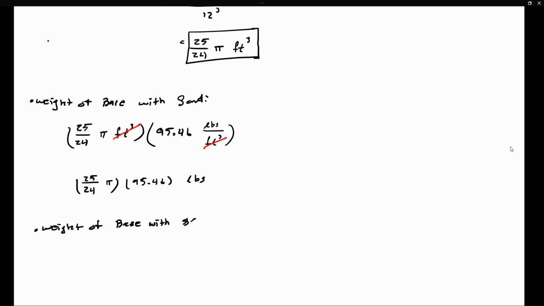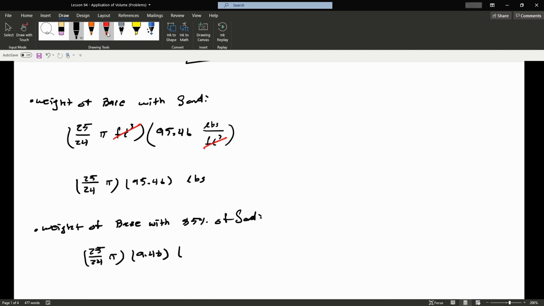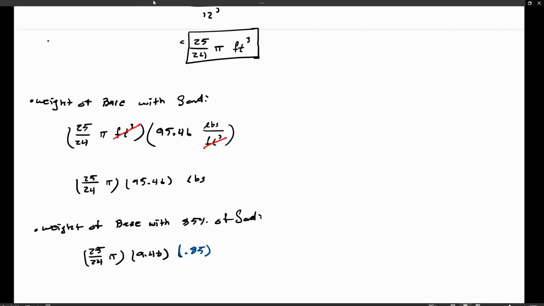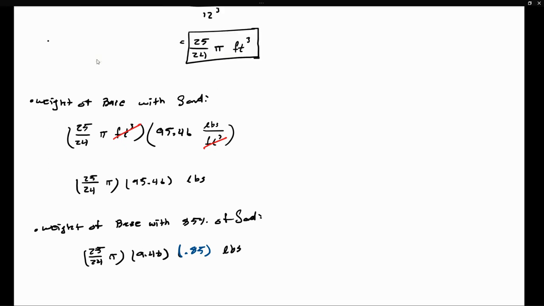So now to find the weight of the base with 85% of sand, we're going to get our statement 25 over 24 pi times 95.46. We're going to multiply now by 0.85. Because now what this is saying is that if this is the total weight of it, if I multiply by 0.85, that will give me 85% of the base. So now we got this in pounds. And if you compute this on your calculator, this is going to be equivalent to approximately 266 pounds.